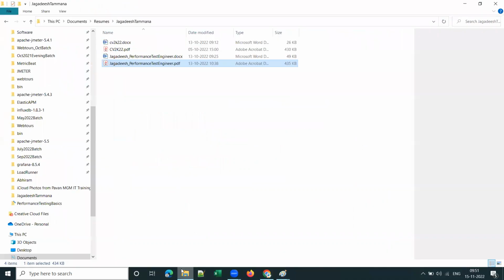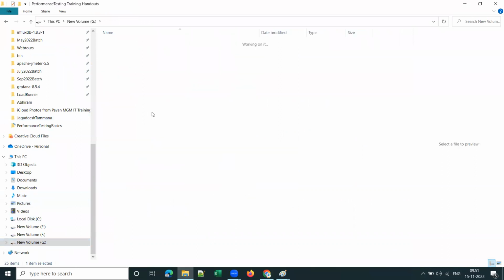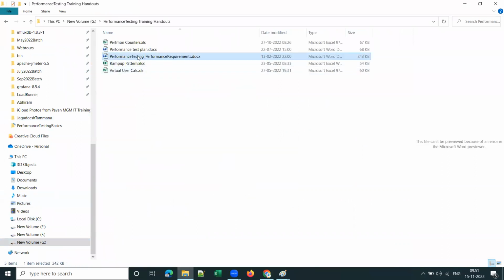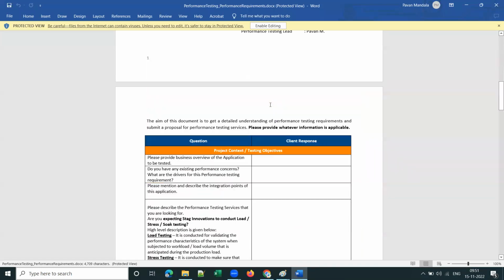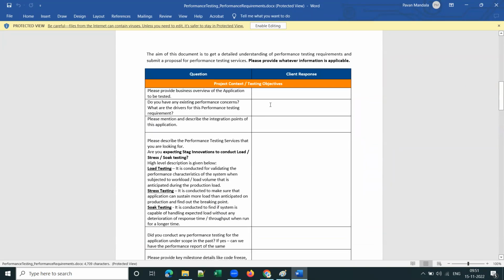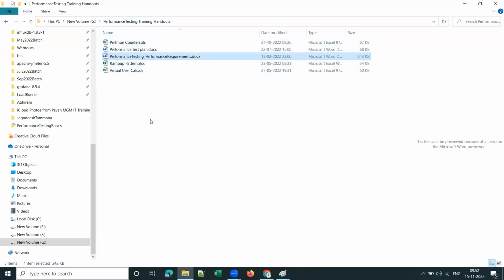Okay, I have some training handouts that I need to give to you. So I will share those. See, this is the requirement gathering questionnaire, which I will share with you. You can use it in your project. So this is the requirement gathering document. In that way, we have training handout documents. Yeah, I will share the PPT as well.